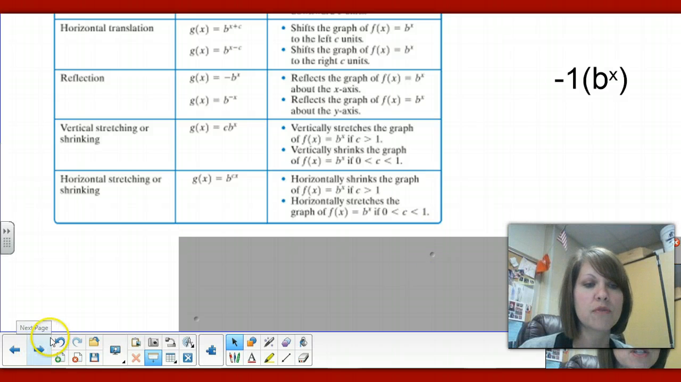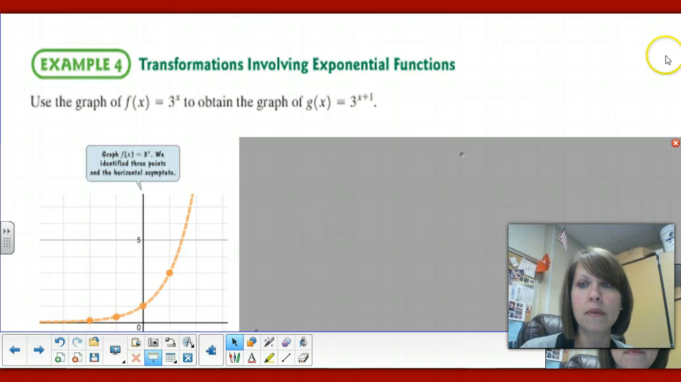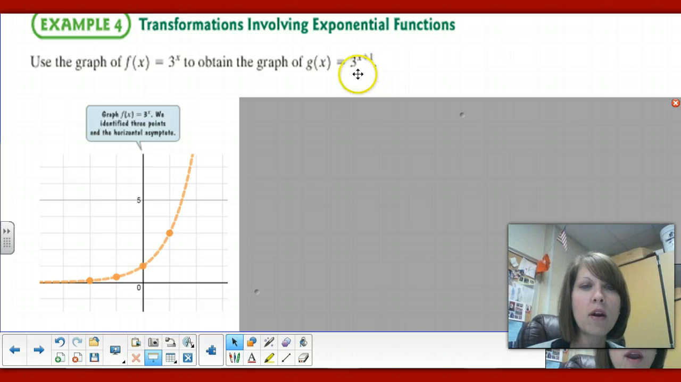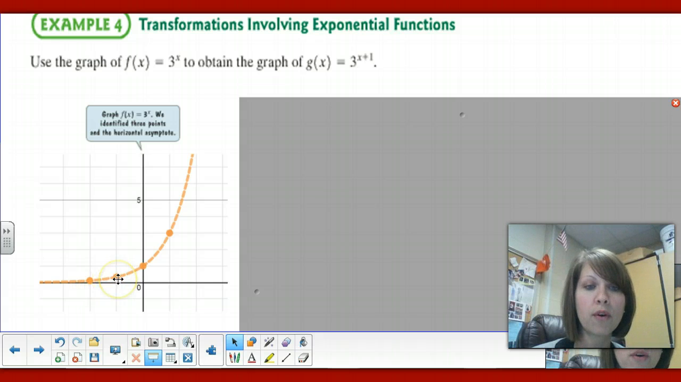We have a couple of transformation problems we can look at. Basically with transformations, think about where we're supposed to use f of x equals 3 to the x. And here we can make a table. It says identify 3 points. I have 4 here: -2, 1/9; -1, 1/3; 0, 1; and 1, 3.